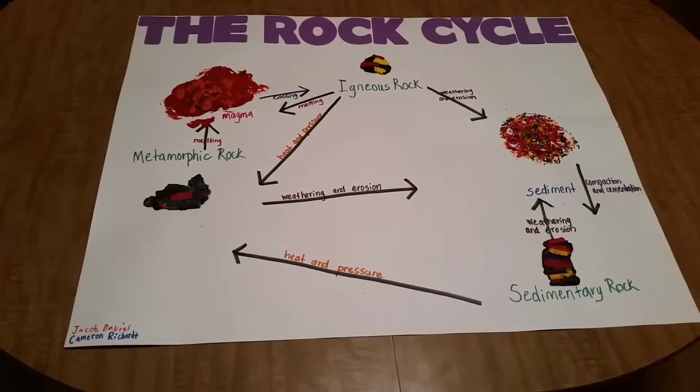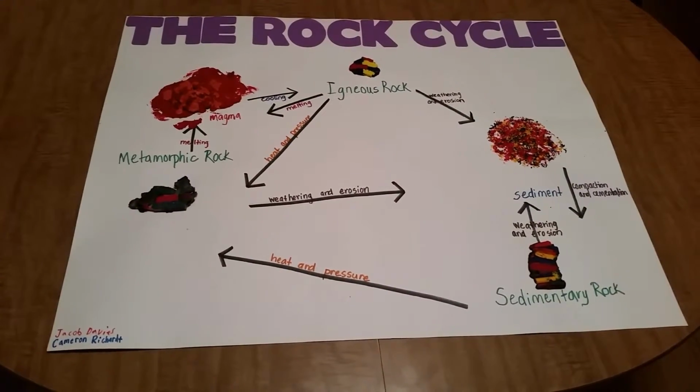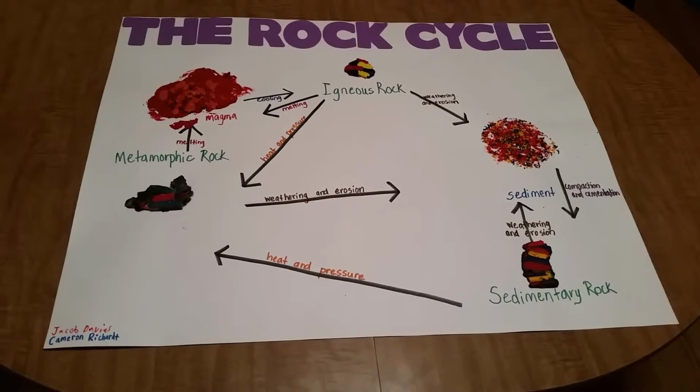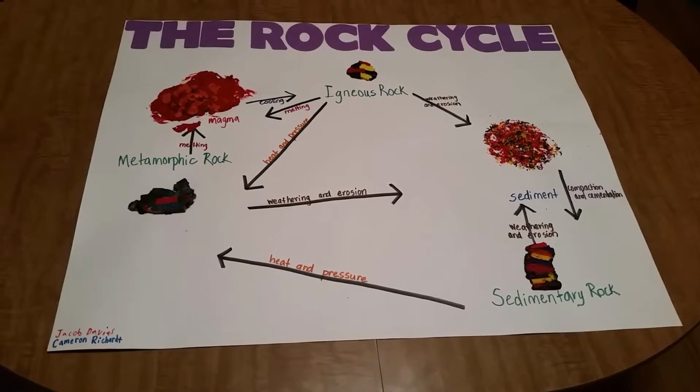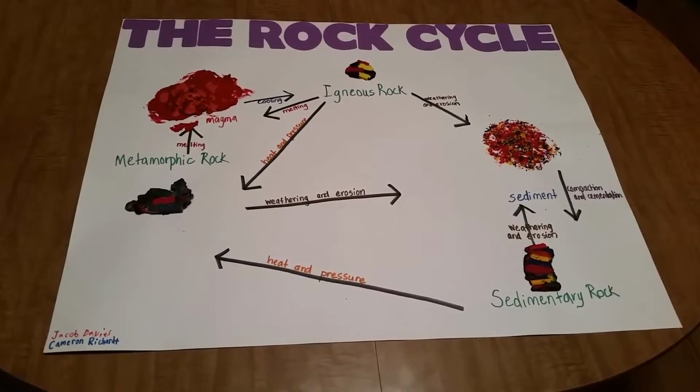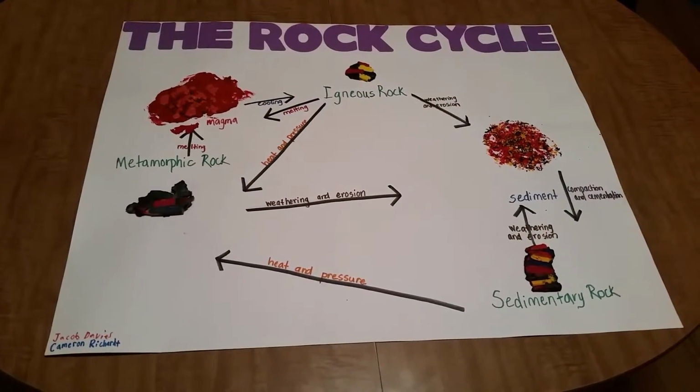tell you about the rock cycle. To demonstrate how different types of rocks are formed, we use crayons, red, blue, and yellow crayons that we melted, shaved, squished, and squeezed to show you how rocks end up the way they do.